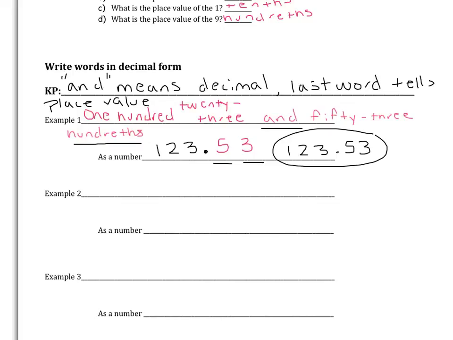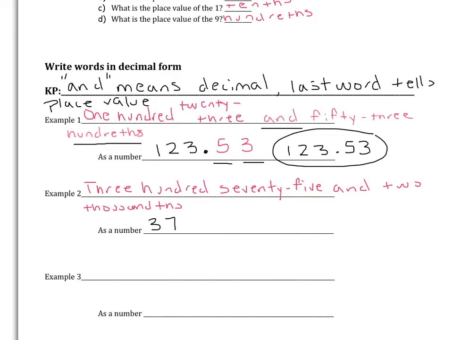All right, let's go ahead and do a second example. Go ahead and pause the video and let's copy down our second example. 375 and 2 thousandths. 375 and 2 thousandths. Okay, so I'm going to write out what I see first. I see 375. I see the word and, so I'm going to put a decimal.